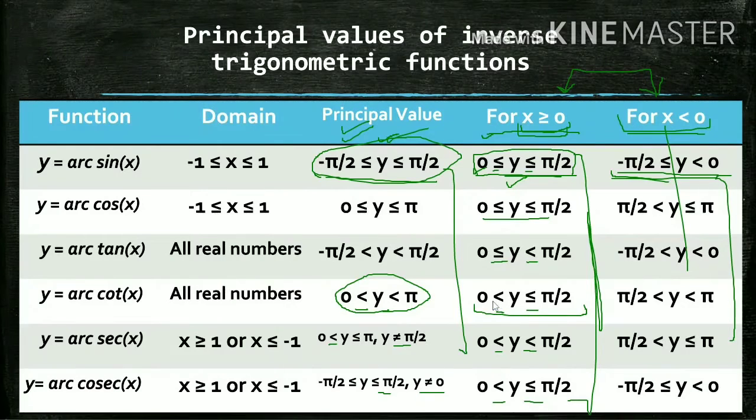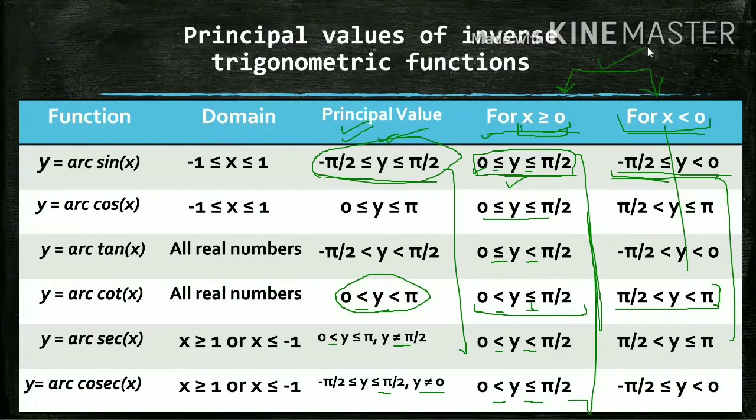all the angles from 0 to pi by 2. So what is left? From pi by 2 to pi is left. Now you have included pi by 2 over here, so you can't include pi by 2 over here, so it's strictly less than, because strictly less than pi is there. So in this way you can find out.